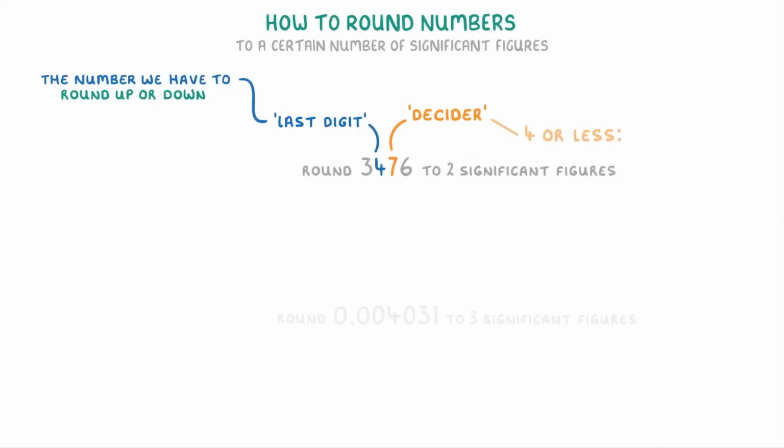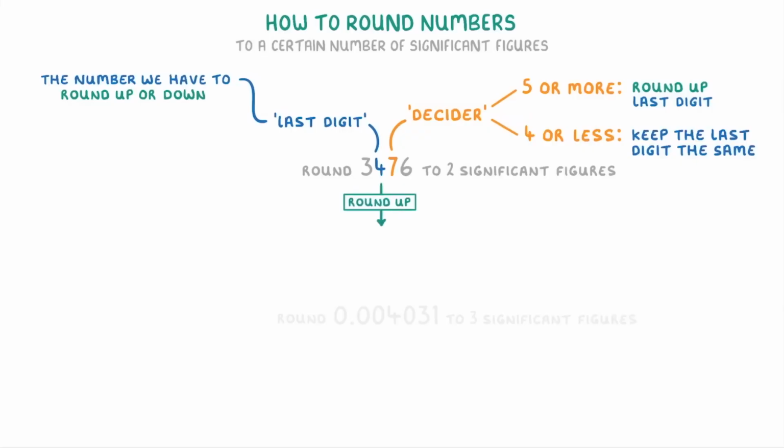If the decider is 4 or less, then we keep the last digit the same. But if it's 5 or more, we have to round up the last digit. So because the decider here is 7, we have to round this 4 up to a 5. And now, because we've rounded it, we change these last 2 digits to zeros, and finish by writing in the 3 in front, giving us 3500 as our answer.